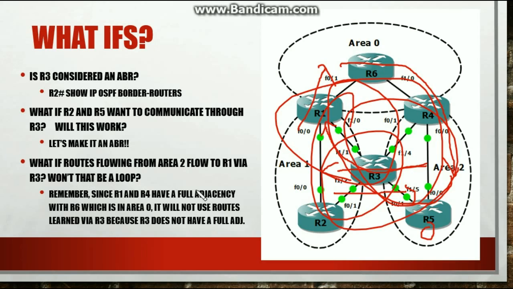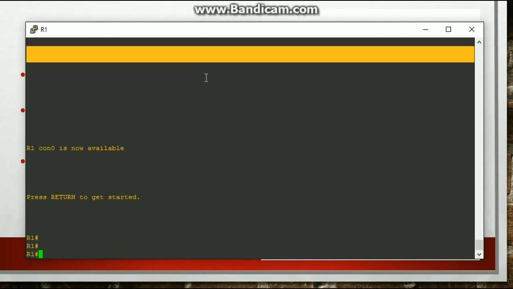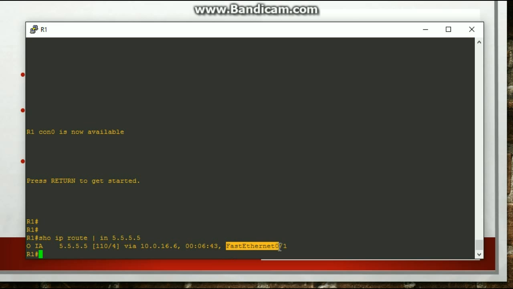How do we know that? Let's do some show commands. So let's go into R1 and see which route R1 is taking. Let's start with show ip route | include 5.5.5.5, and bam, look at that. Its outgoing interface is FastEthernet 0/1 and it has a cost of 4.